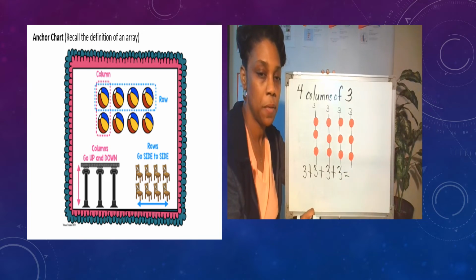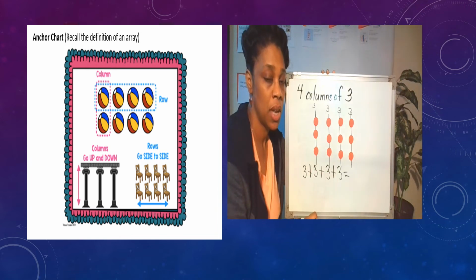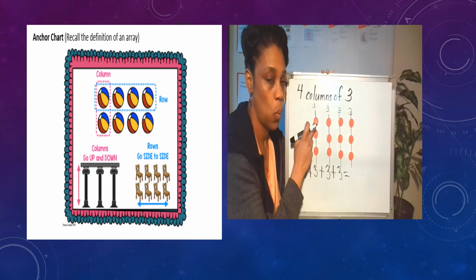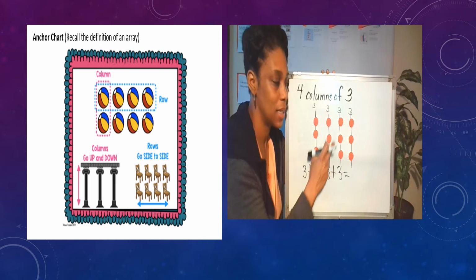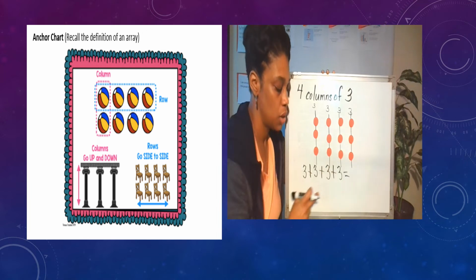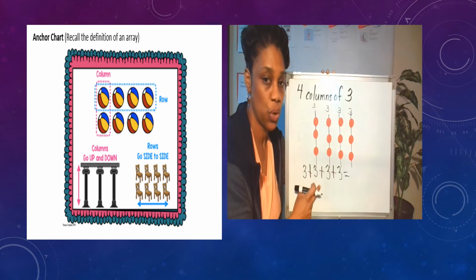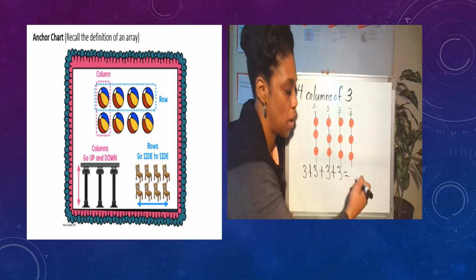Well, in order for me to find out what it equals, I have to count them all together. Let's count together. 1, 2, 3, 4, 5, 6, 7, 8, 9, 10, 11, 12. So 3 plus 3 plus 3 plus 3 equals 12.